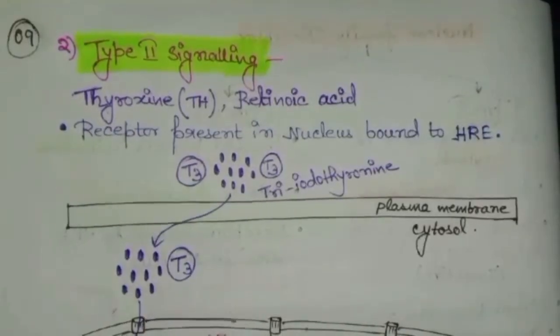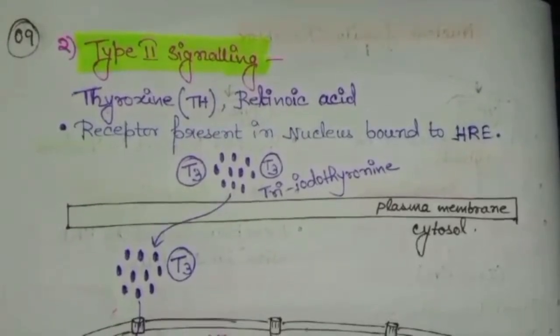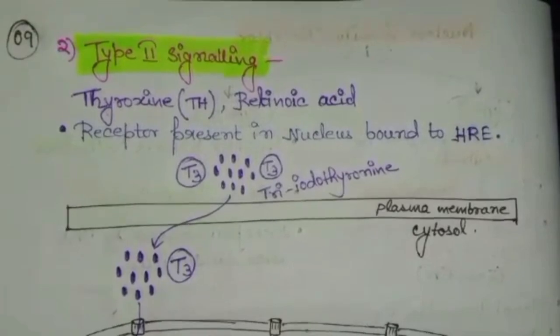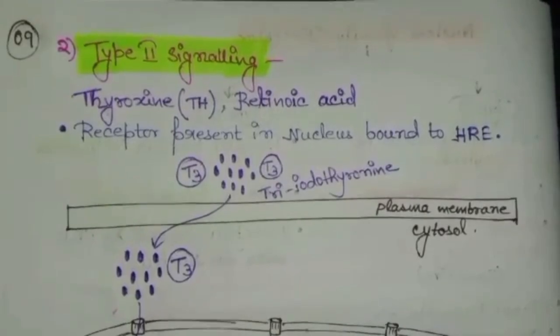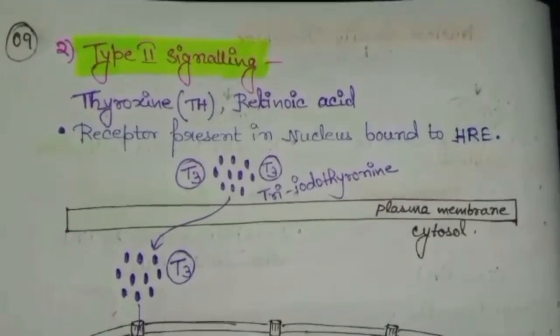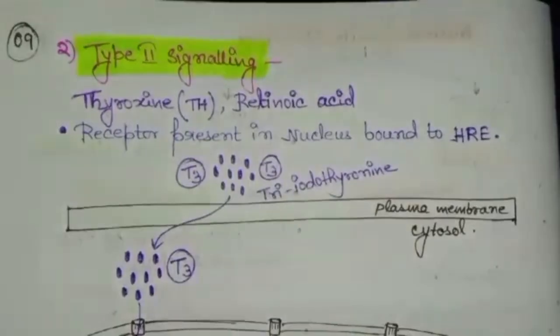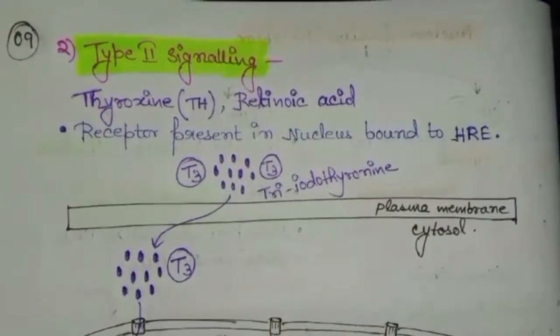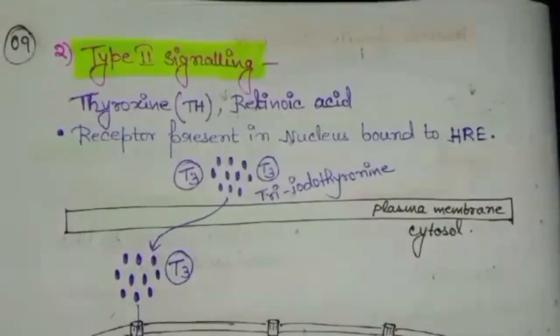Hello everyone. In the previous part we discussed type 1 receptor signaling. Now we discuss type 2 receptor signaling. As we have read before, type 1 receptors are present in the cytosol, and type 2 receptors are present in the nucleus. In type 2 signaling, thyroxine and retinoic acid are examples of type 2 receptors, and they are present in the nucleus and bind with the hormone response element site.